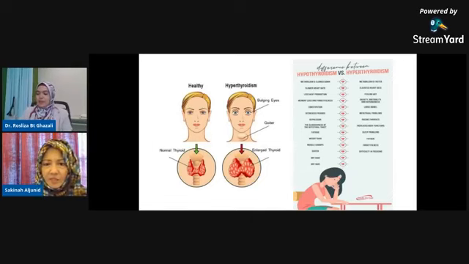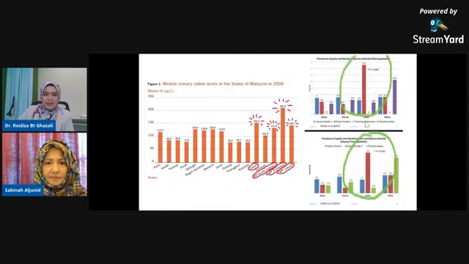Okay, let's go to our next question first. So now we can address goiter. At least we know already about hyperthyroidism, and how common is goiter among Malaysians? Okay, next slide please. This is the statistic in Malaysia.